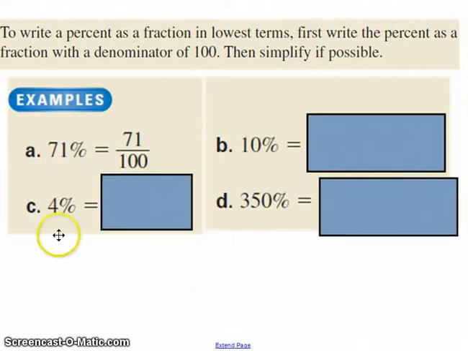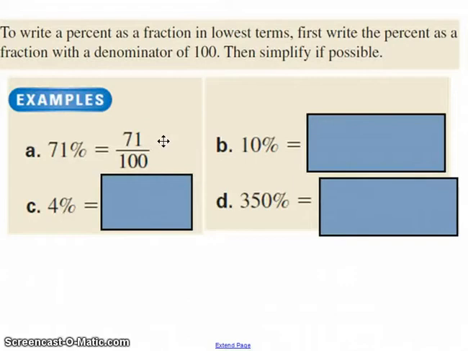Examples. The first one, 71%. 71 per century, or 71 out of 100. This one's done. I can't simplify any farther. I want you to try B, C, and D, turn them into fractions, and see if you can simplify them farther than the first fraction you come to. Hit the pause button, and then come back.